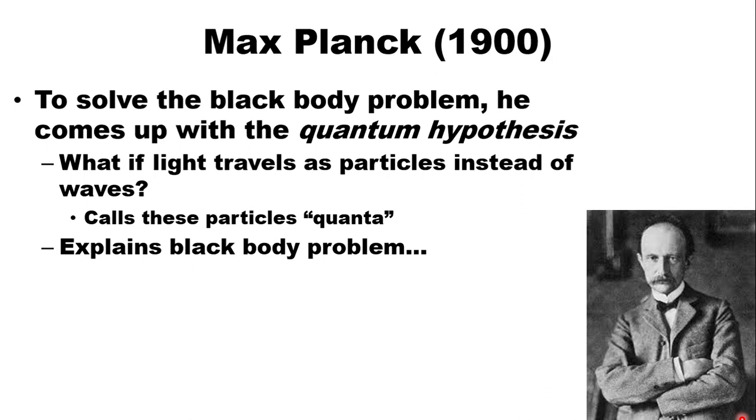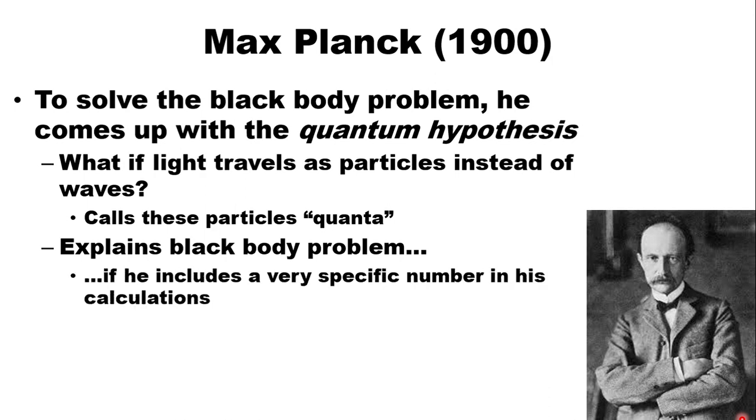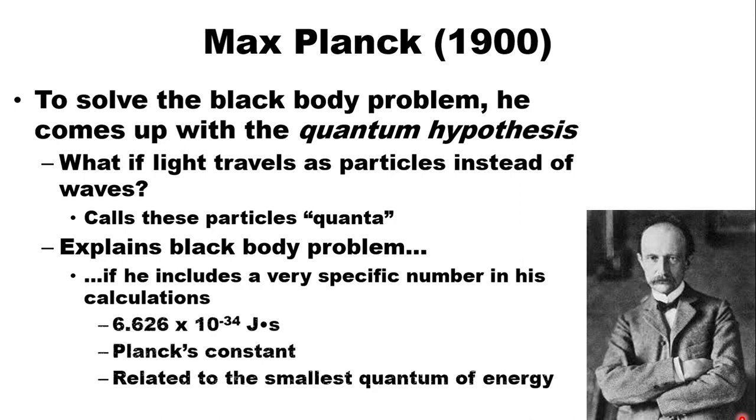And what he found was that it actually explained the actual black body observations perfectly, as long as he included in his calculations a very, very specific number for a constant. Very specific. That number is 6.626 times 10 to the negative 34 joule seconds. This number is now known as Planck's constant, and it's actually related to the smallest possible particle or quantum of energy.